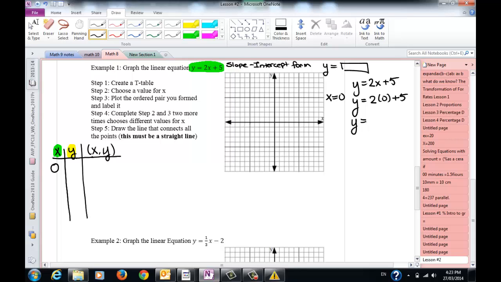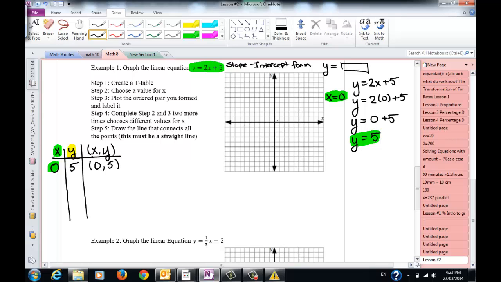So 2 multiplied by 0 is 0 plus 5, and then 0 plus 5 is 5. So when x equals 0, y equals 5. And we're going to put that in there. And our ordered pair is when x equals 0, y equals 5. Now step 3 says plot the ordered pair that you formed and label it.